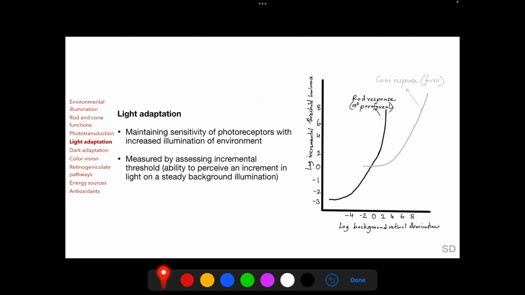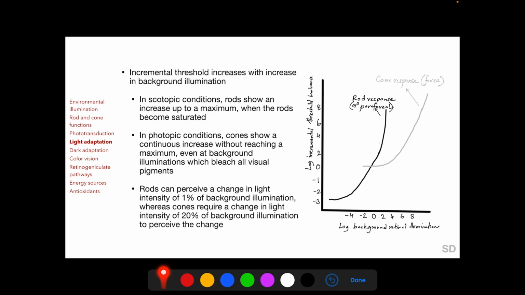Light adaptation is the process by which sensitivity of photoreceptors to light stimuli is maintained with increased background illumination of environment, and it is measured by assessing the incremental threshold. Incremental threshold is the minimum intensity of a light stimulus over and above the background illumination which an eye can detect. With increase in background illumination, this incremental threshold increases for both rods and cones.